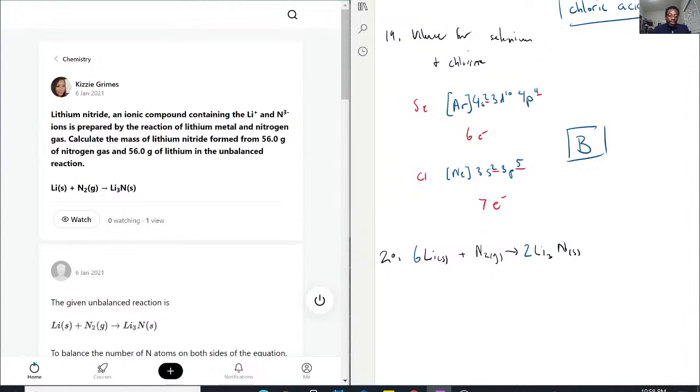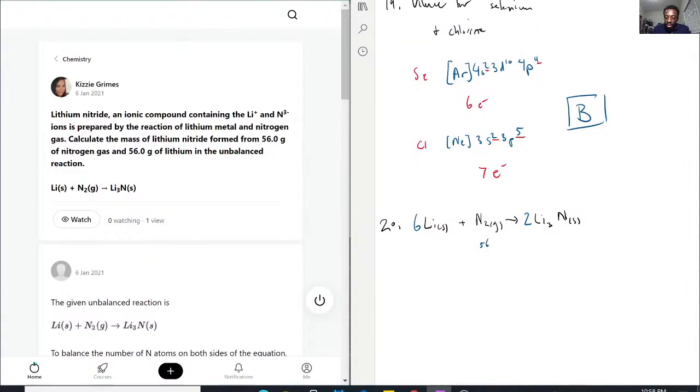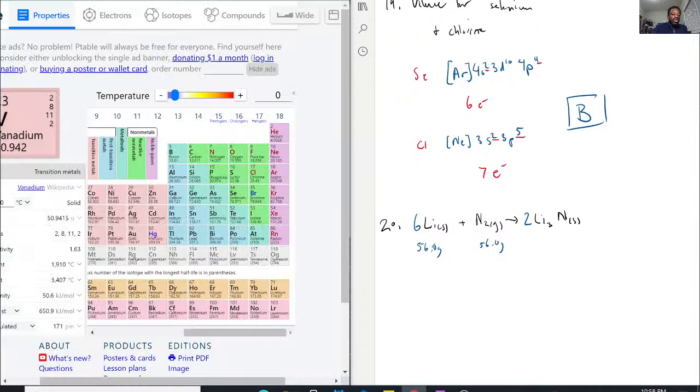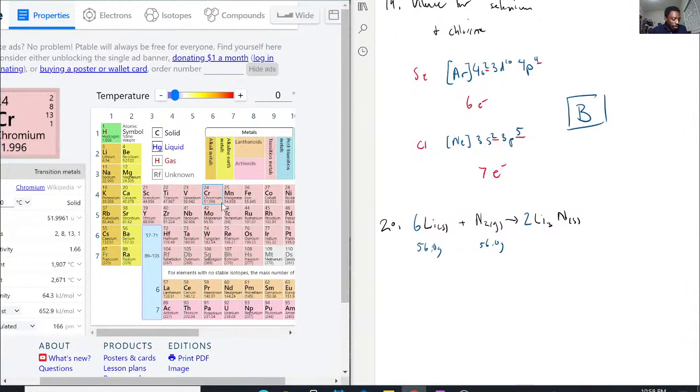Now, with that being said, we have 56 grams of nitrogen gas, so that's right here, 56 grams, and 56 grams of lithium. So with this, we need their molar masses. Lithium's molar mass would just be its atomic mass units as well, okay? So if we go over here, lithium only weighs 6.94 in this case, grams per mole for its molar mass.